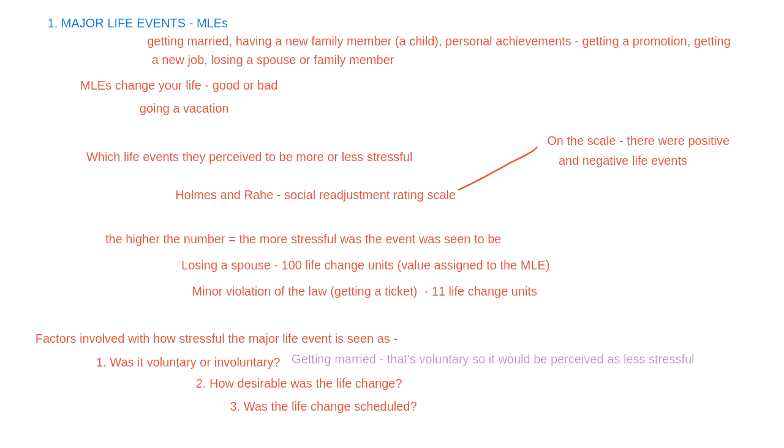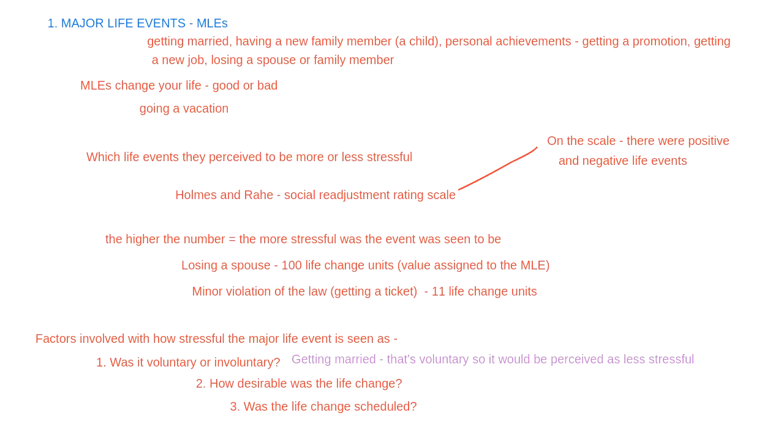So getting married, you choose to do that. Losing your job, that would be involuntary. So there'd be some stress behind it because you didn't choose for that to occur. How desirable was the life change? So let's say, for example, getting a promotion.